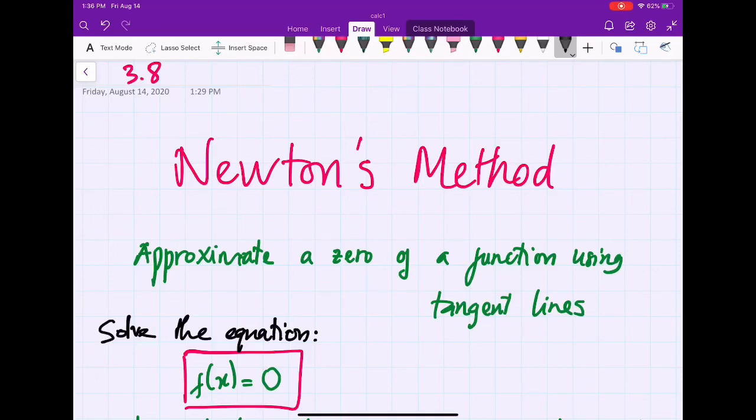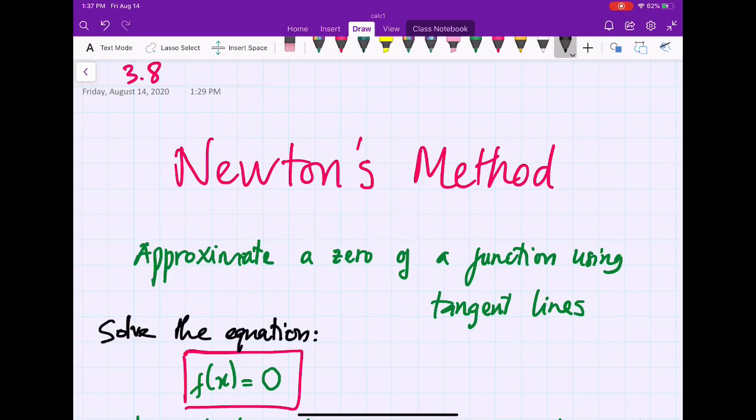Hello, today we study Newton's method, and we use this method to approximate a zero of a function. So suppose that you have some equation f of x equal to 0 and you want to find a zero or solution of this equation. And you know, most of the time we cannot solve the equation exactly.